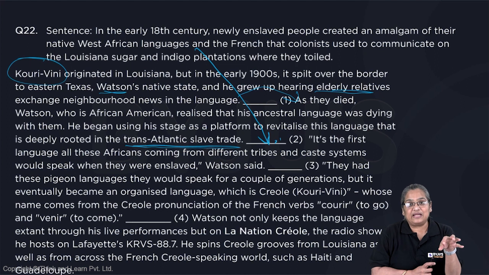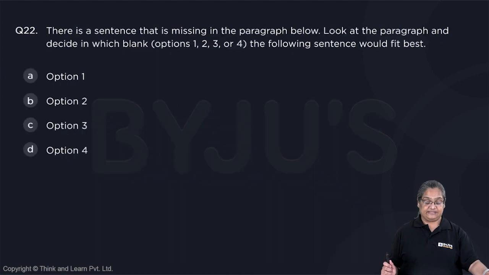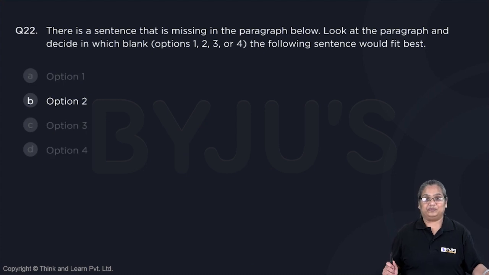That amalgam that they created is the first language that these people would speak when they were enslaved. They had these pidgin languages that they would speak for a couple of generations, but it eventually became an organized language, which is Creole. Kouri-Vini, whose name comes from the Creole pronunciation of the French verbs courir, to go, and venir, to come. Perfect. So B is my answer. Option 2. All right.